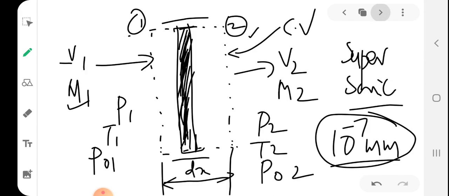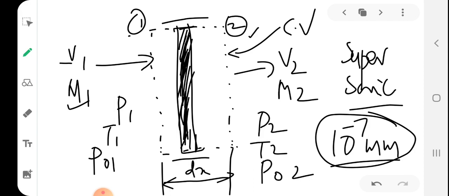So usually their order is of 10 raised to minus 7 mm. Okay, so the control volume considered here has an infinitesimal length, which is just enough to accommodate the thickness of what? The normal shock wave. Okay.